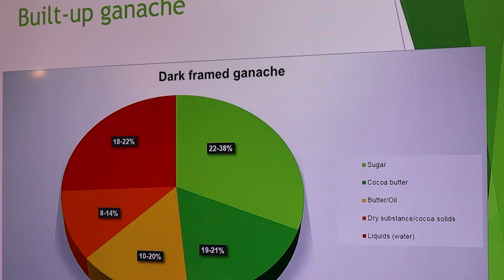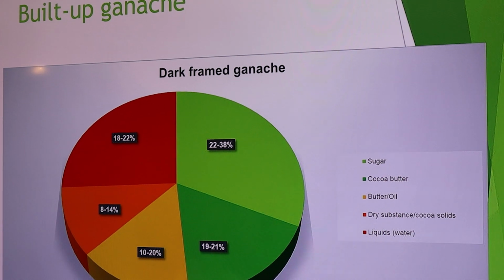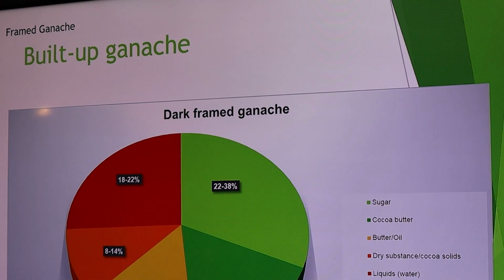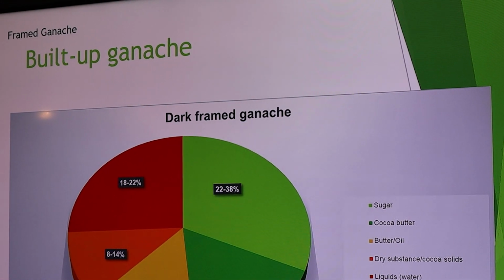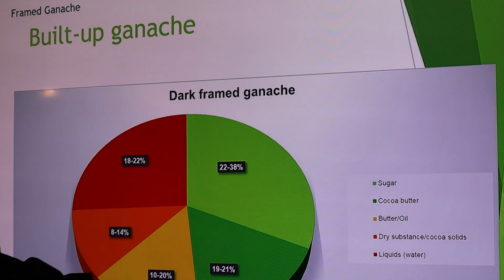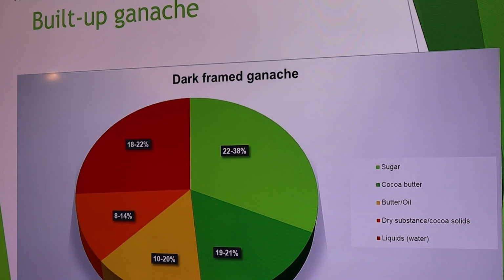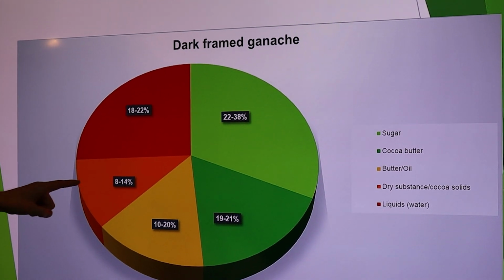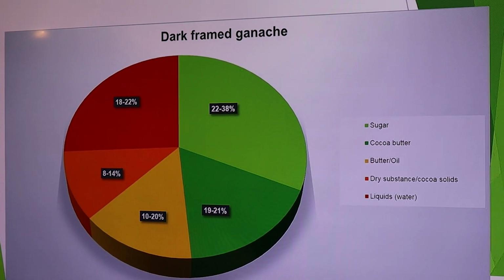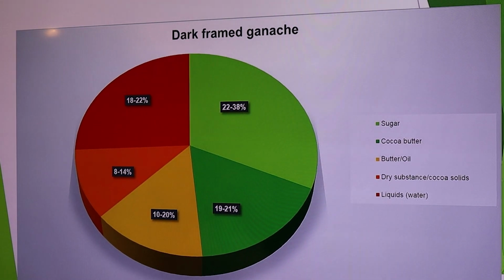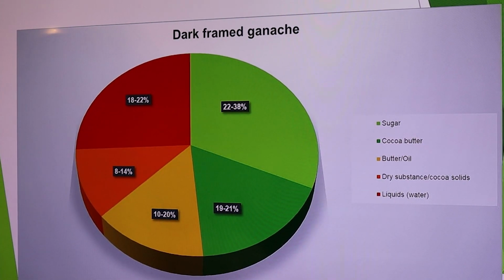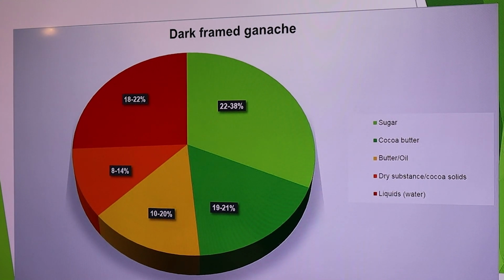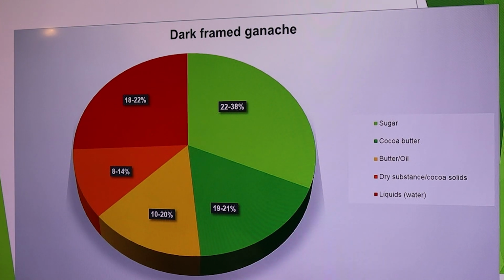So when it comes to the dark frame ganache, then we have the option that we have here the maximum on 21, and we also have the maximum on 20 here. But again, it's depending on how much fiber we have in, and it's also depending on the water and the sugars. So that's one of the keys which are quite important.